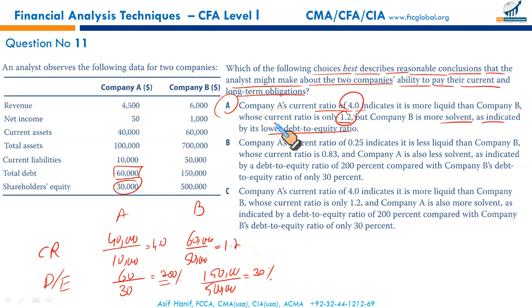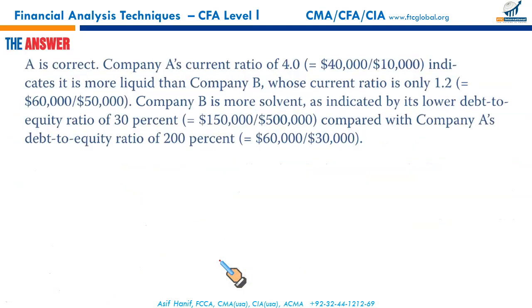So let's read the option again and make sure we got the right option. Company A's current ratio is 4, indicates it's more liquid than company B, whose current ratio is 1.2. But company B is more solvent, as indicated by its lower debt to equity ratio. Now company A has a significant debt compared to its equity, but company B has lower. So yes, these numbers perfectly match. That makes A the correct option.